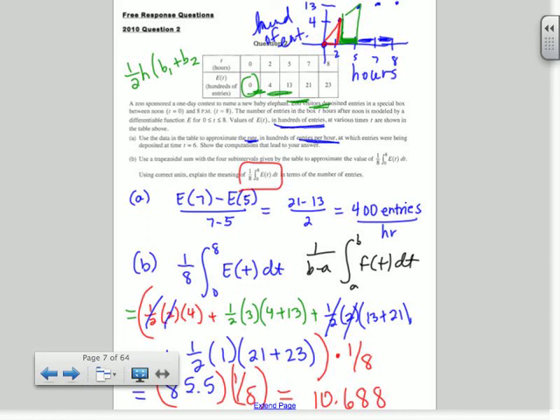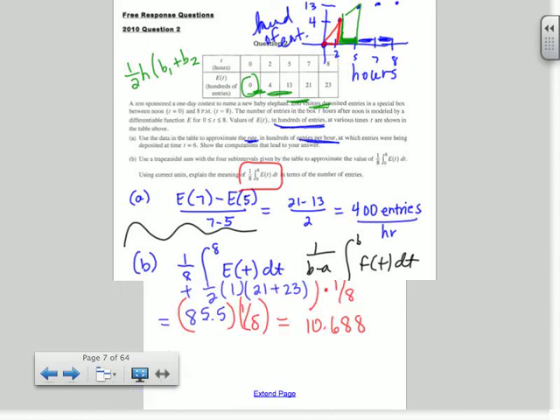So average value of f, right? In our case, our function is E of t, so we have found the average value of E of t. What is that? It's telling you the average height of your curve. So for ours, it's telling us the average number of entries during that time period, right? So that's what you need to write.